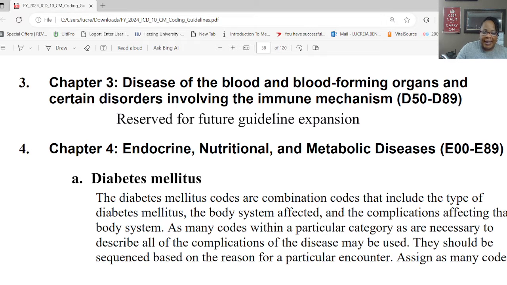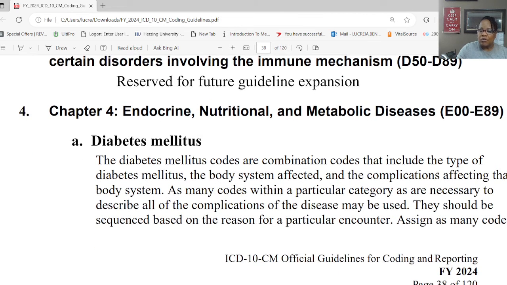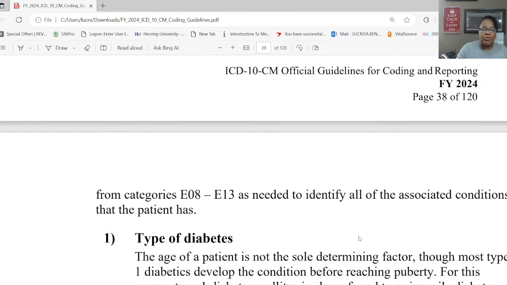A, the diabetes mellitus codes are combination codes that include the type of diabetes mellitus, the body system affected, and the complications affecting that body system. As many codes within a particular category as are necessary to describe all of the complications of the disease may be used. They should be sequenced based on the reason for a particular encounter. And then it says assign as many codes from categories E08 through E13 as needed to identify all of the associated conditions that the patient has.